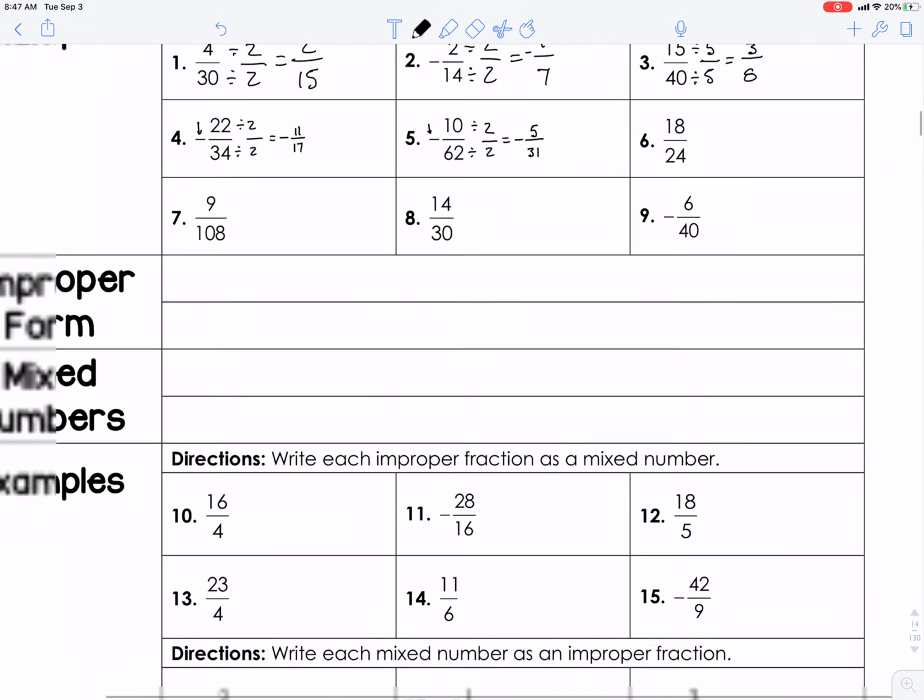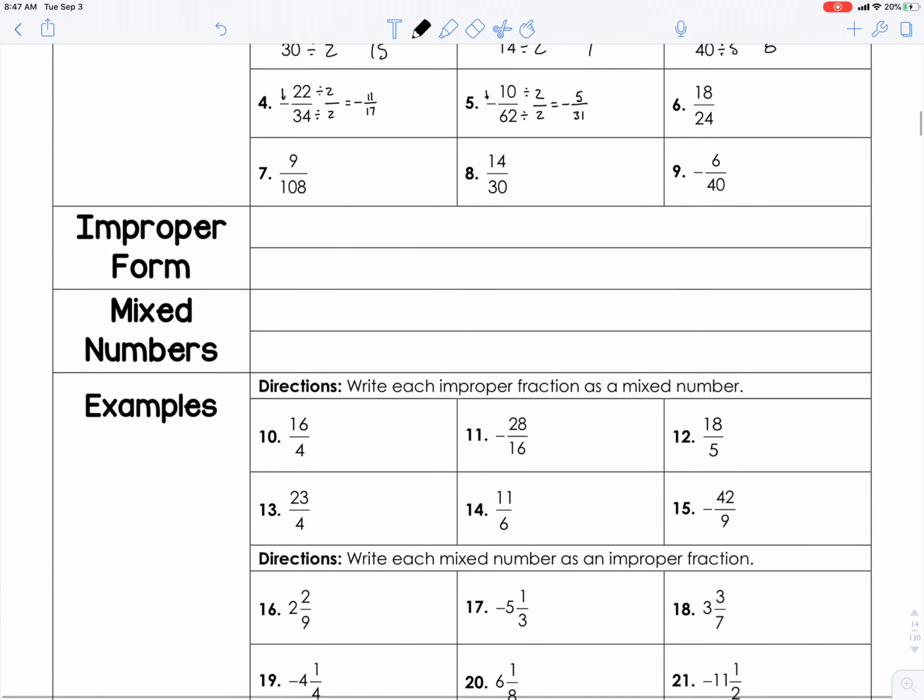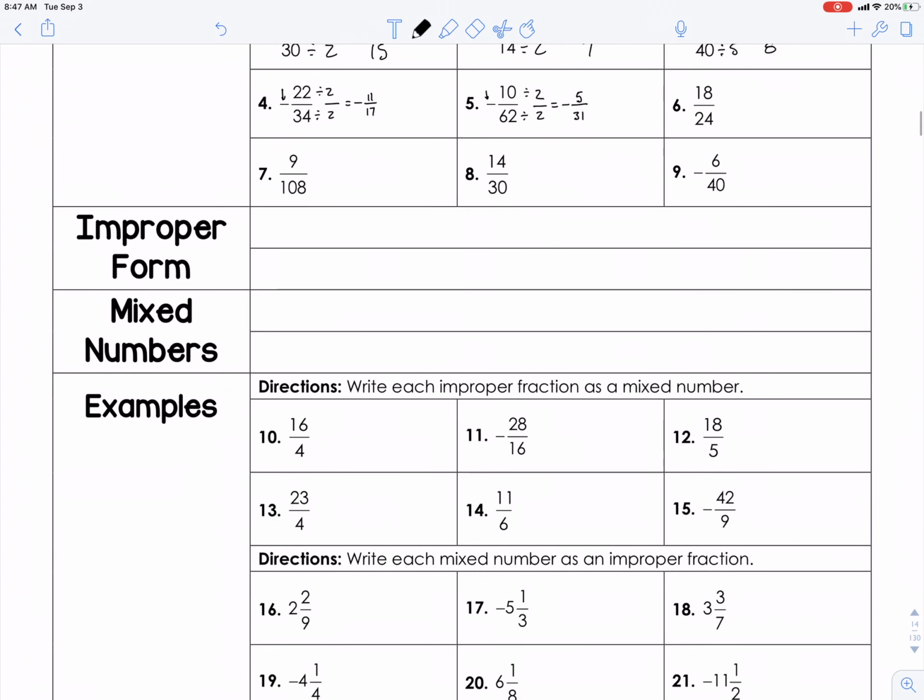Okay, next part, improper form, an improper fraction. This is a couple of definitions we got to write here. Well, an improper form of a fraction is a fraction in which the numerator is larger than the denominator.